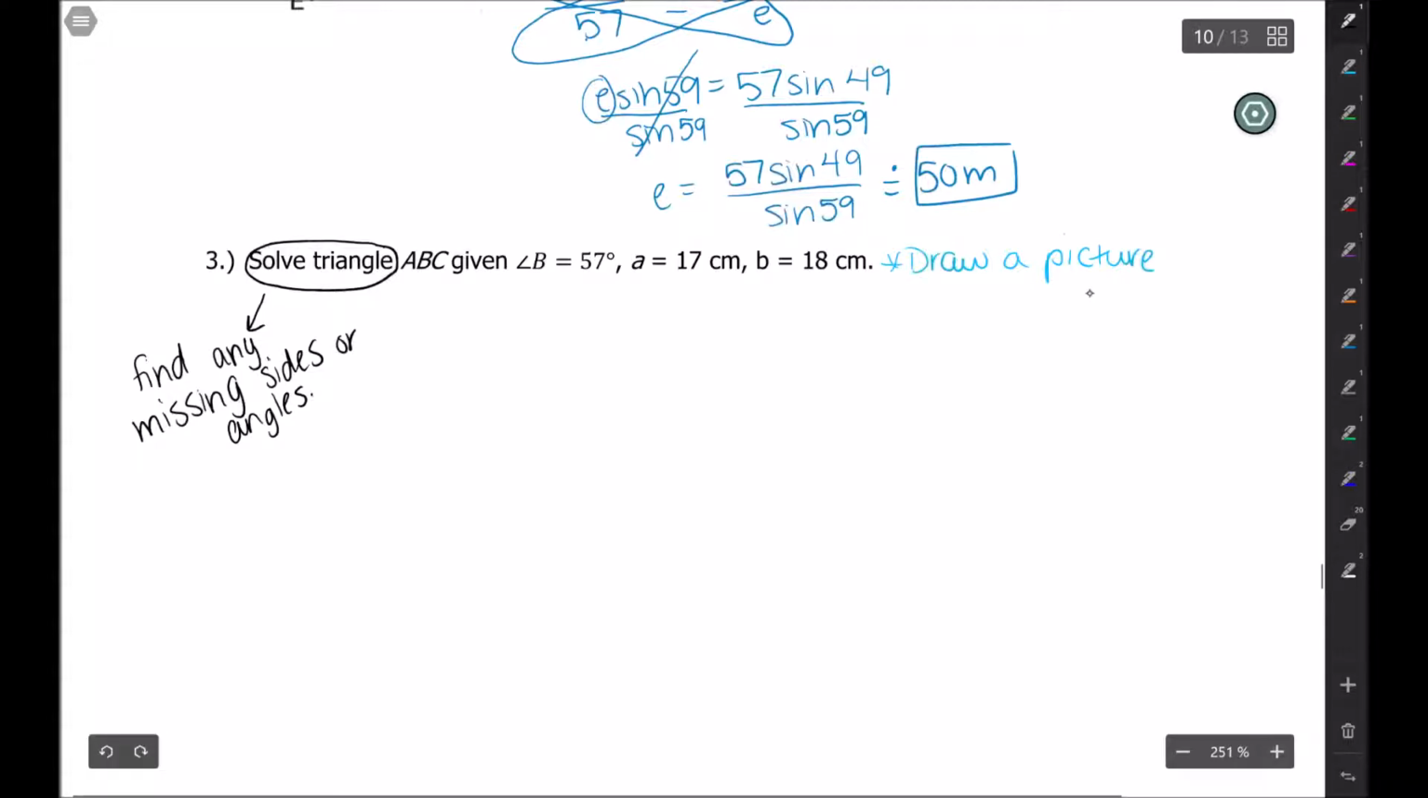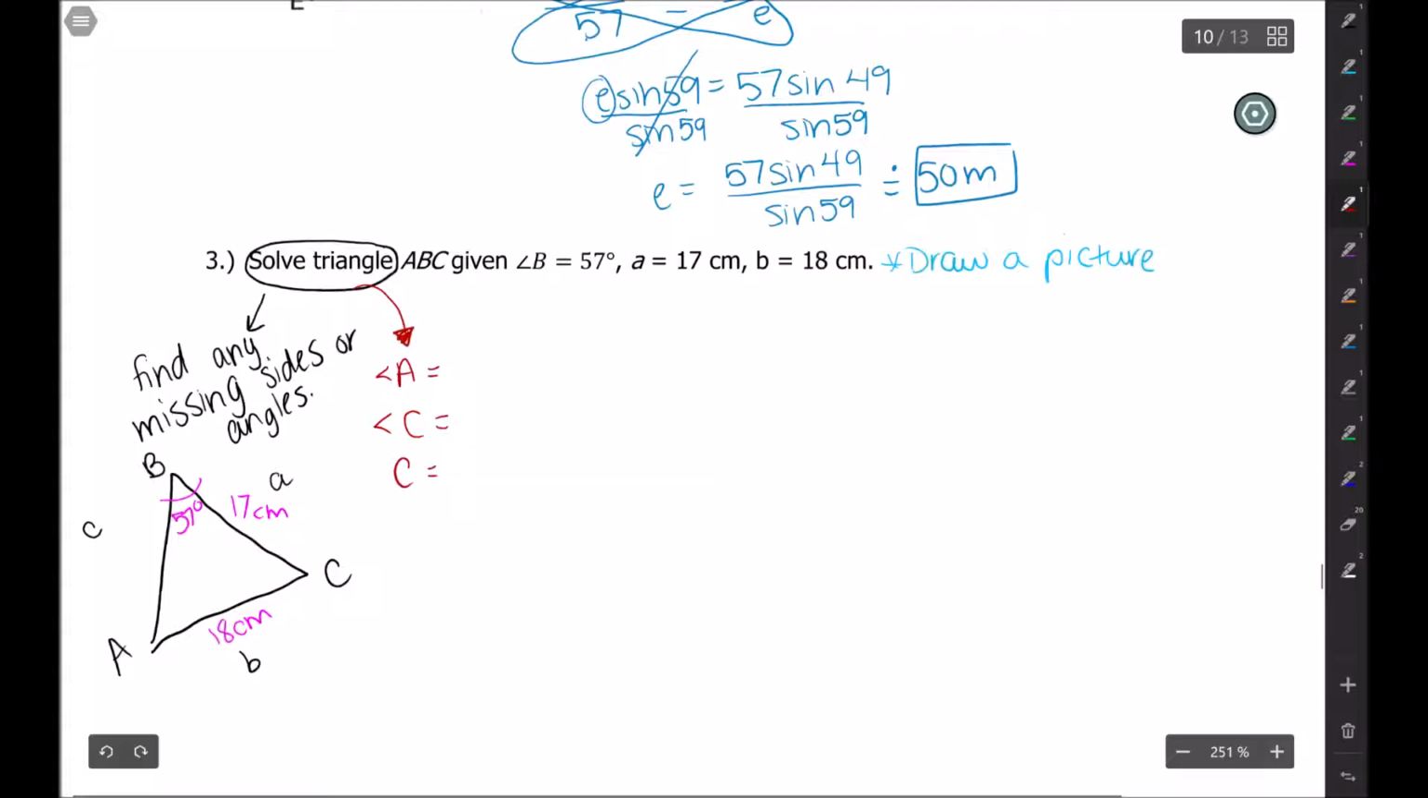So let's go ahead and draw a picture of what's happening here. We'll label this A, B, C like this, which means that this side length here is lowercase a, this side length here is lowercase b, and this side length here is lowercase c. Okay, and we know that angle B is 57 degrees right here. We know that side length A is 17 centimeters, and we know that side length B is 18 centimeters. So when it asks us to solve this triangle, we're going to find everything that's missing. So we are missing angle A, we are missing angle C, and we are missing side C.